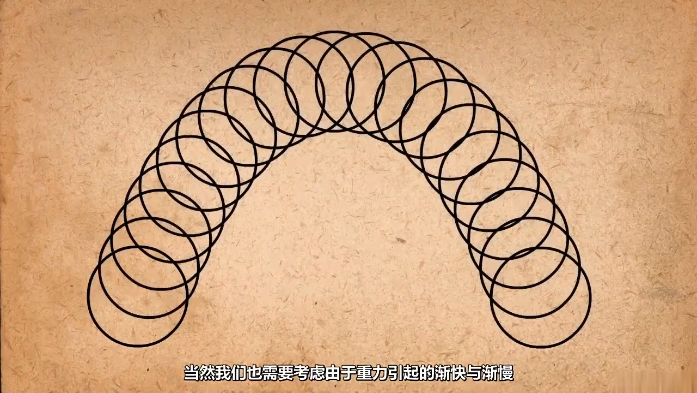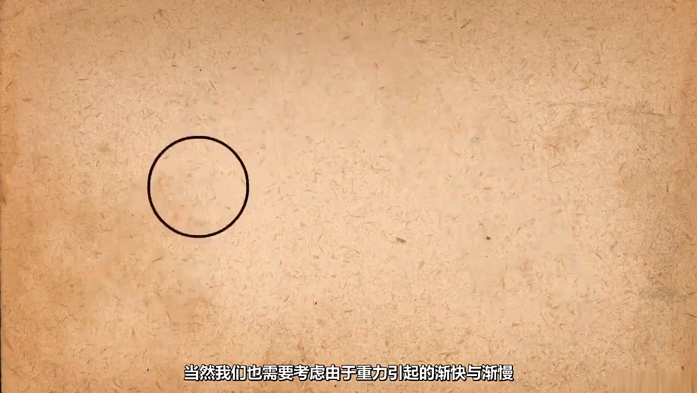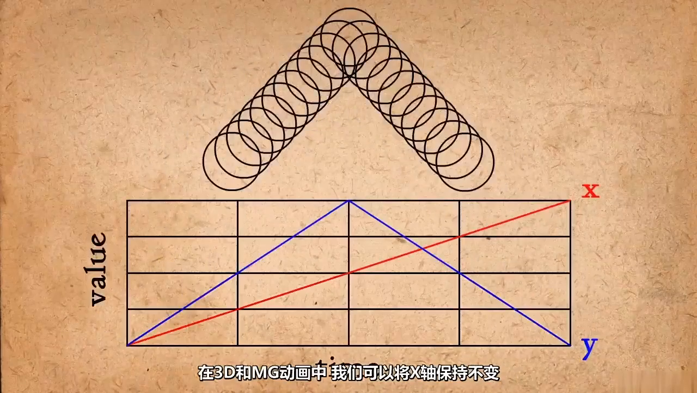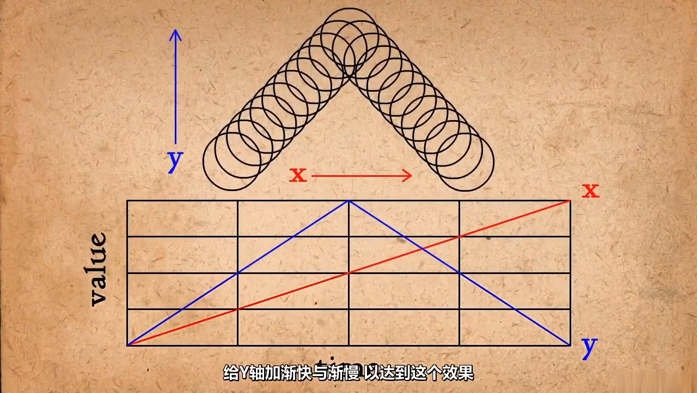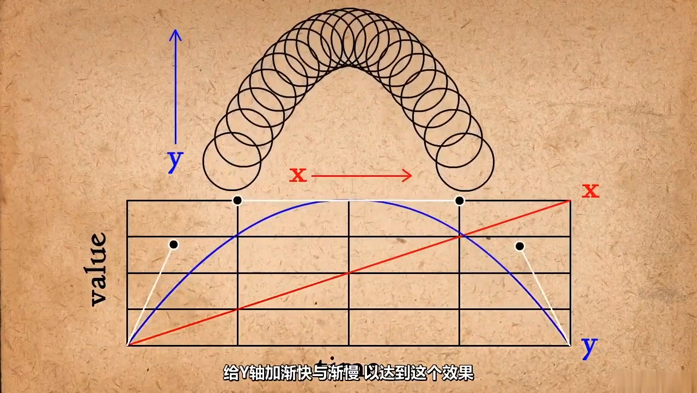Of course, we also need to consider the slow in and out caused by gravity. When doing this in 3D and motion graphics, we can achieve this effect by keeping the movement in the x-axis constant, but giving the movement in the y-axis a slow in and slow out. This will give the ball its arc.